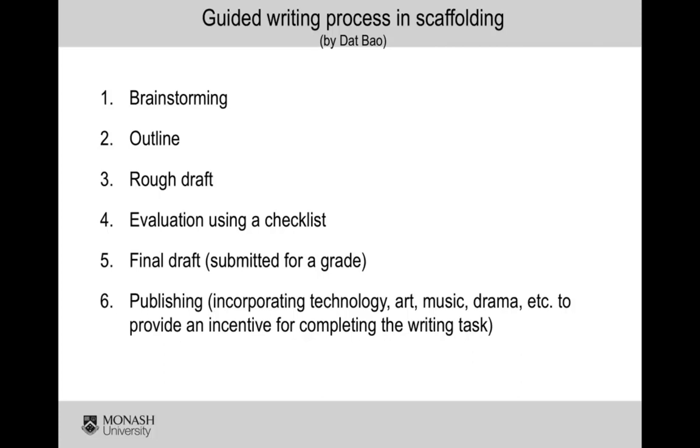evaluating it using a checklist, so they do some self or peer evaluation. Then they have a final draft, which they submit for a grade, and finally they publish, so incorporating maybe technology or art, a final published piece. This might go into their portfolio, and they might share it with their parents and so on. Each part of this has feedback and assessment. The final draft might be submitted for a grade, but even in the brainstorming, the outline and the rough draft, the teacher should be giving formative feedback. And the publishing is really an opportunity for students to share with parents and with others, and to have a finished product.